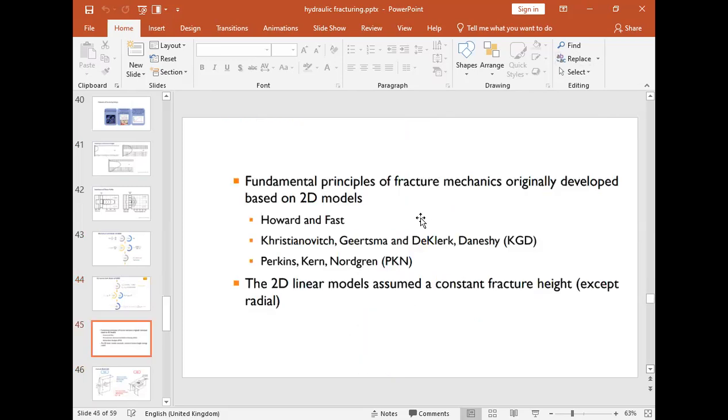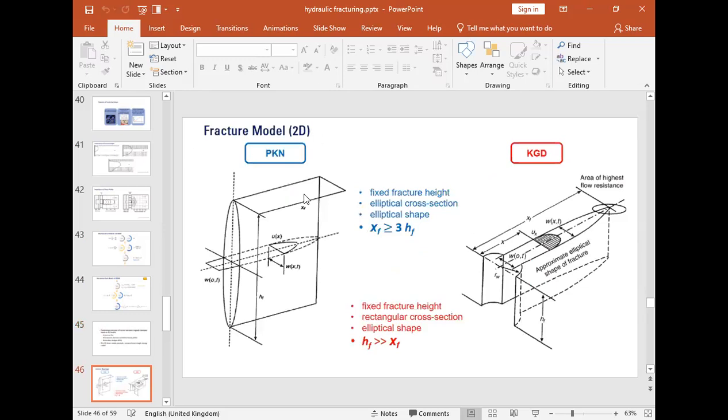All right. So generally, we have different types of model that can be used to model or to simulate the behavior of the fluid. We have our 2D model and we have our 3D model. For the 2D model, the most widely used are the PKN model and the KGD model. This is the diagram of the PKN model and the KGD model, how it looks like at the end of the day.